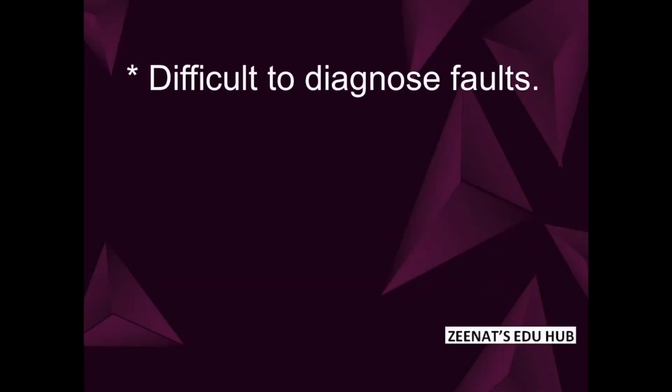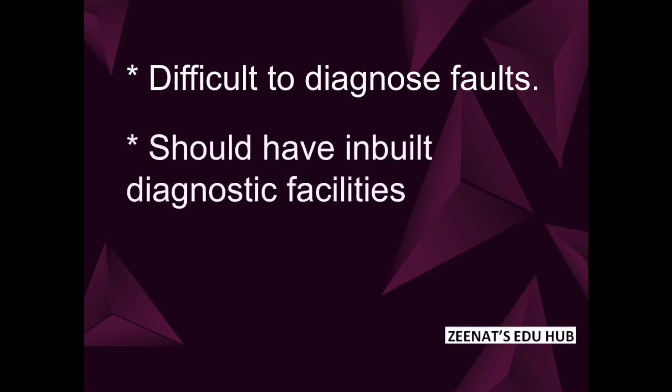It's difficult to diagnose faults. If the network stops working, then a series of adjacent nodes are to be checked to identify the faulty node. So, every node in ring topology should have inbuilt diagnostic facilities.